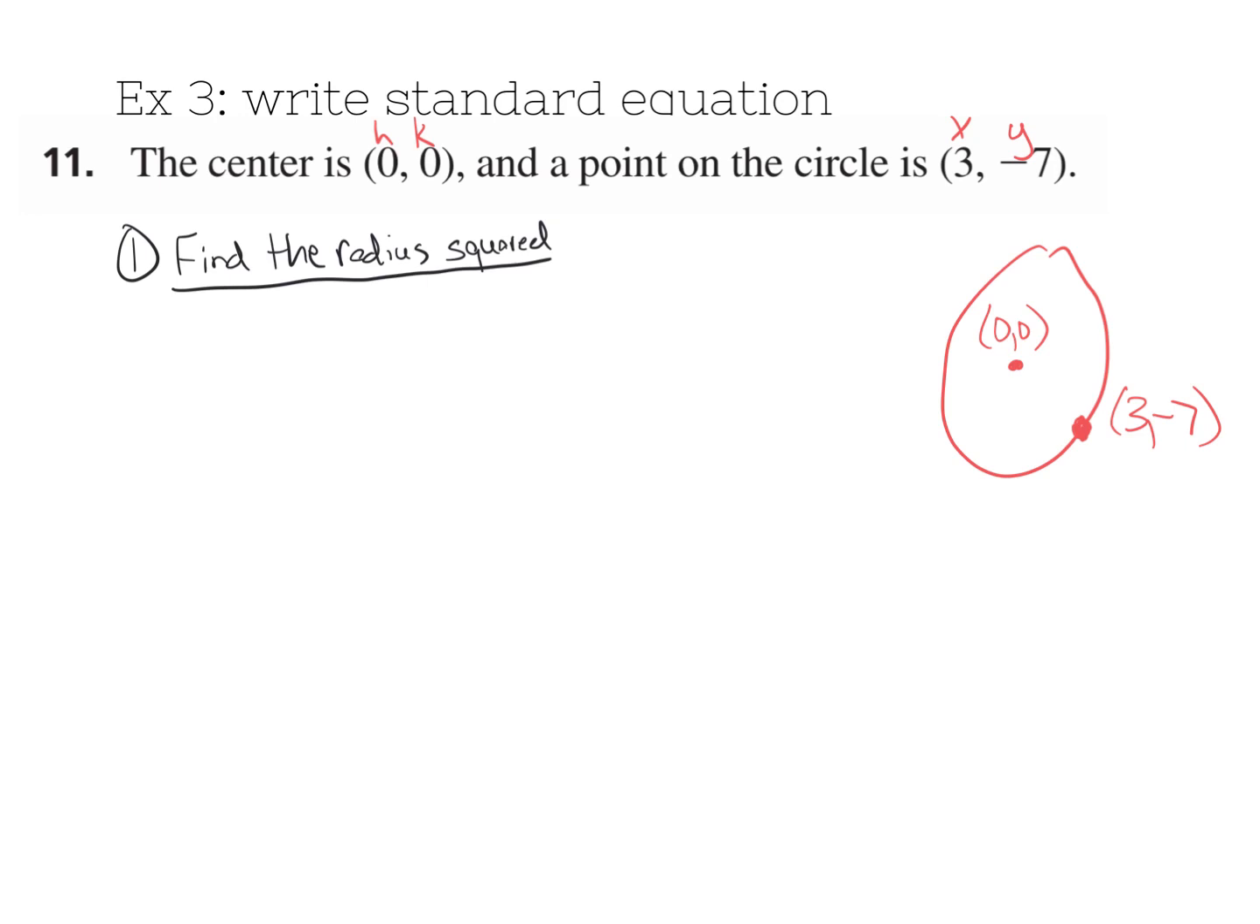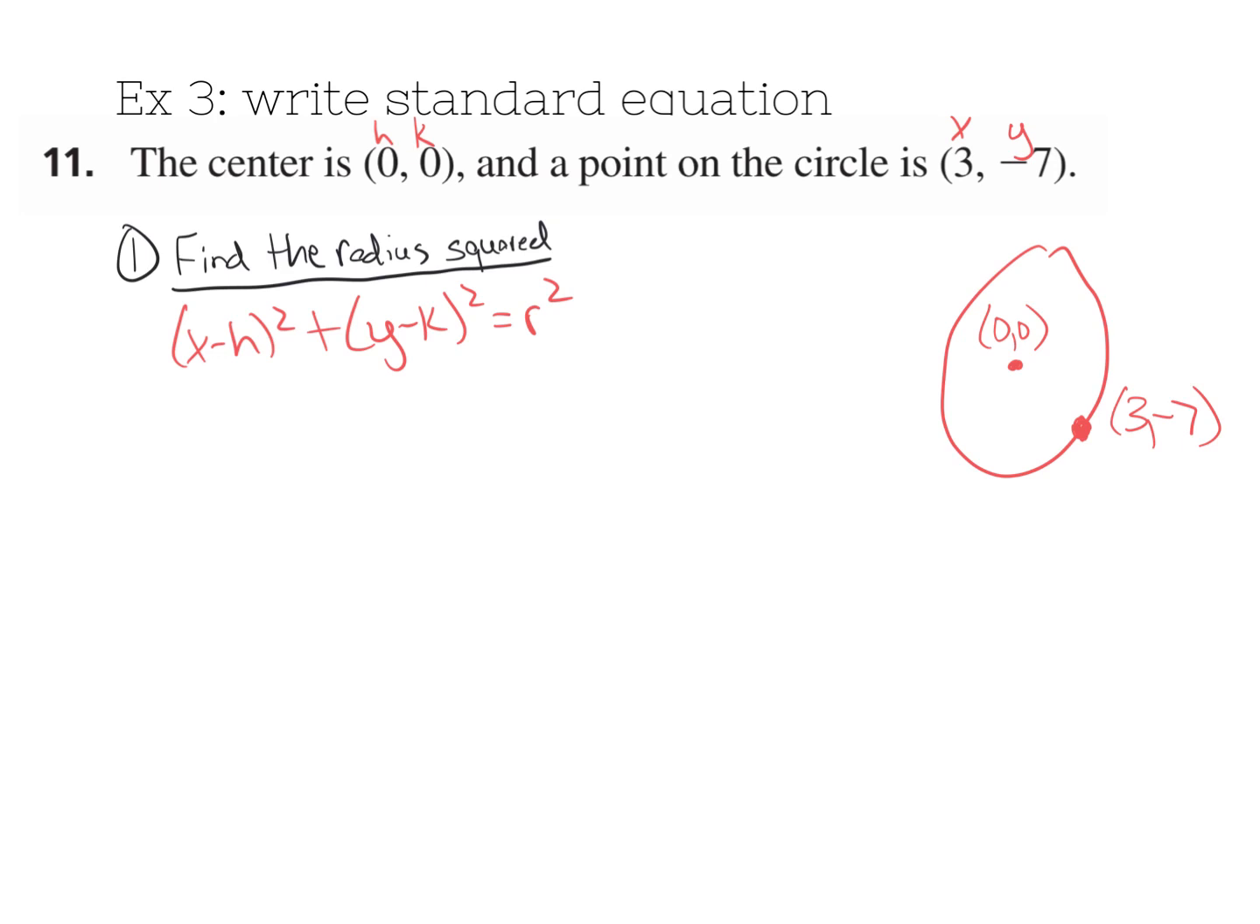One way I could find it is, remember the distance formula? You could plug in for it, solve for it and everything. But to me, an easier way would be to use our standard equation. So I have (x - h) squared plus (y - k) squared equals r squared.